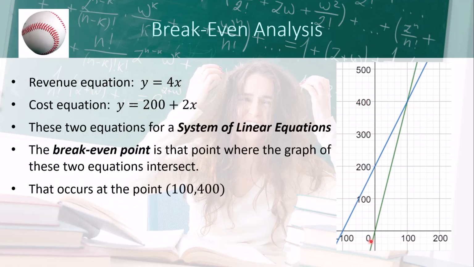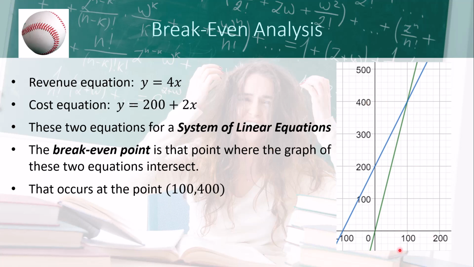Here's our revenue equation. It's crossing the origin as you might expect, since there's no y-intercept. Well, the y-intercept obviously is 0, and it's going up with a slope of 4. Here's our cost equation. It has a y-intercept of 200 and has a slope of positive 2. These equations are what we call a system of linear equations. And the break-even point is that value of x which is the solution to both of those equations, or specifically where those 2 equations intersect. And as you can see, it intersects at the point (100, 400).